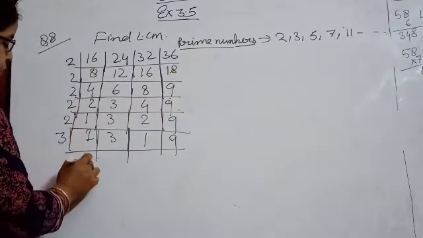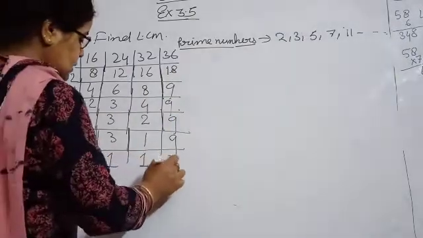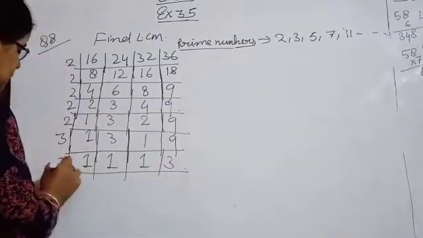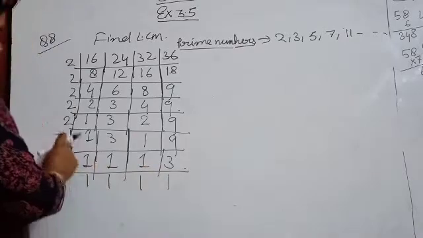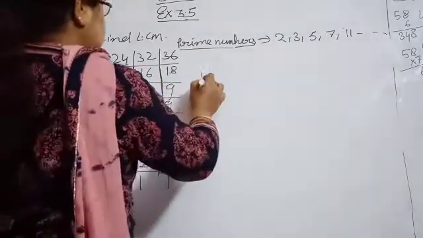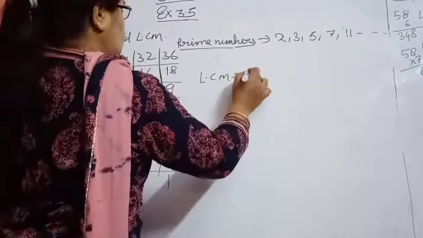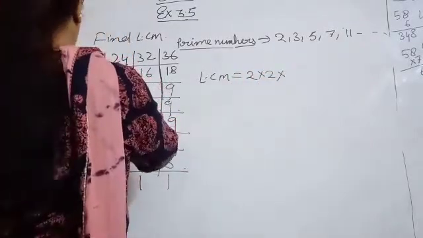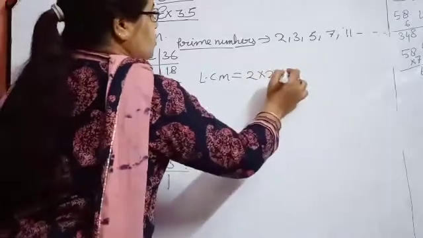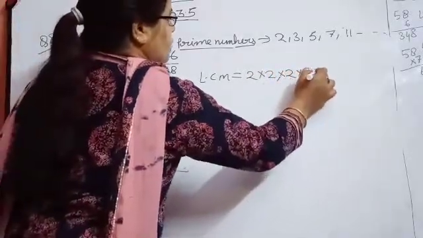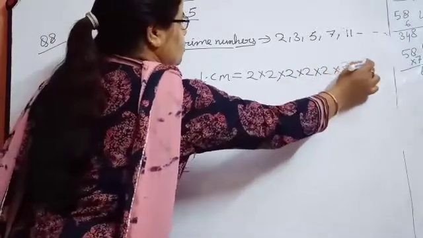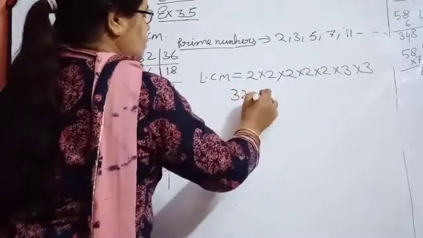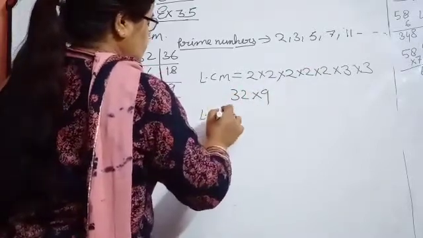3. Move to the next number now. 3 ones are 3, 3 threes are 9. Then further one more time by 3: 1, 1. Then what you will do, LCM is equal to 2 into 2 into 2 into 2 into 2, 5 times, into 3 into 3. See, that is 2, 4, 8, 16, 32 into 9. So what will be your LCM?